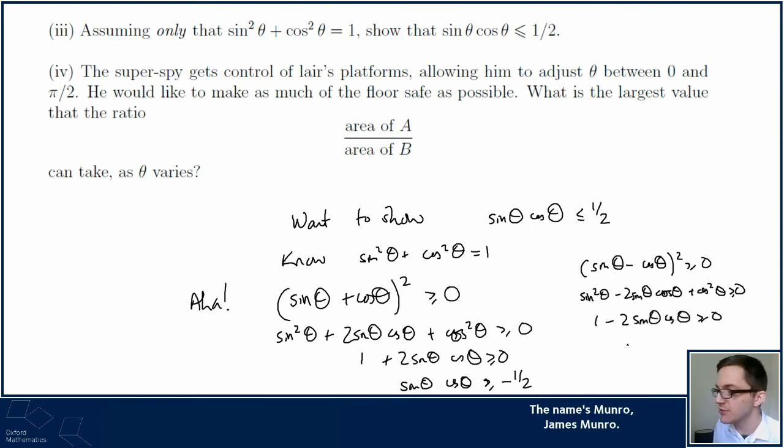It's bigger than or equal to 0, which is exactly what I want. Sine theta cos theta is less than or equal to 1/2. Okay. So I would now take this bit, and I would write it up, and I'd put some words in there, and I'd explain what I was doing.